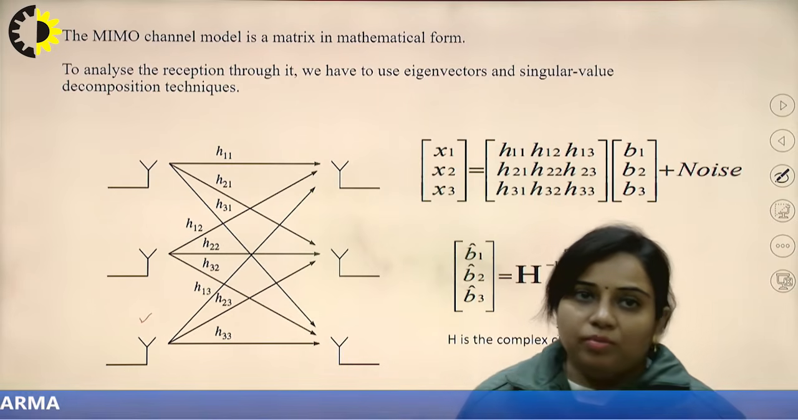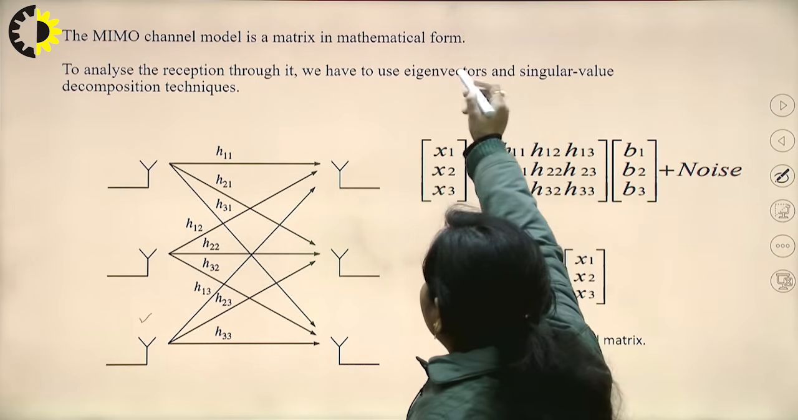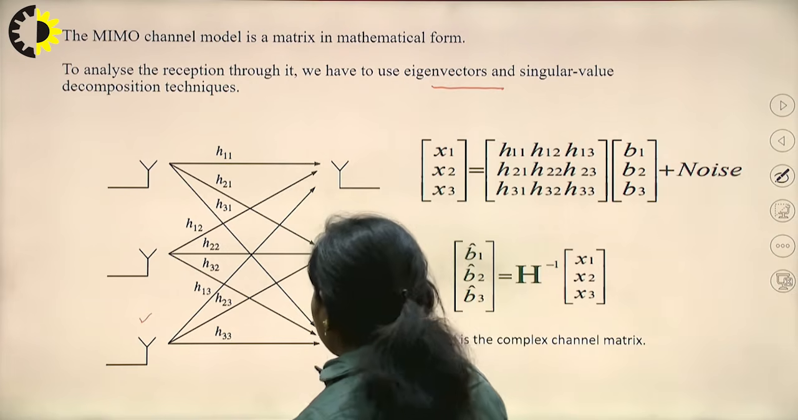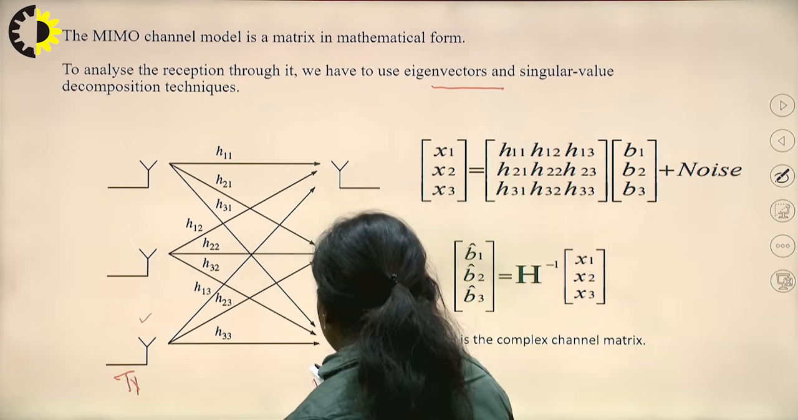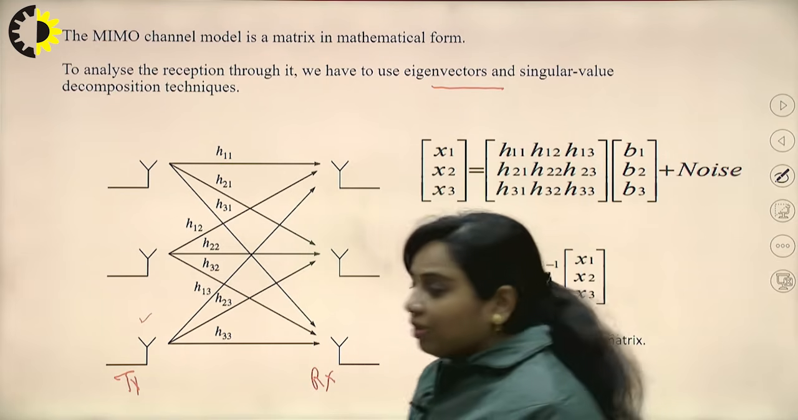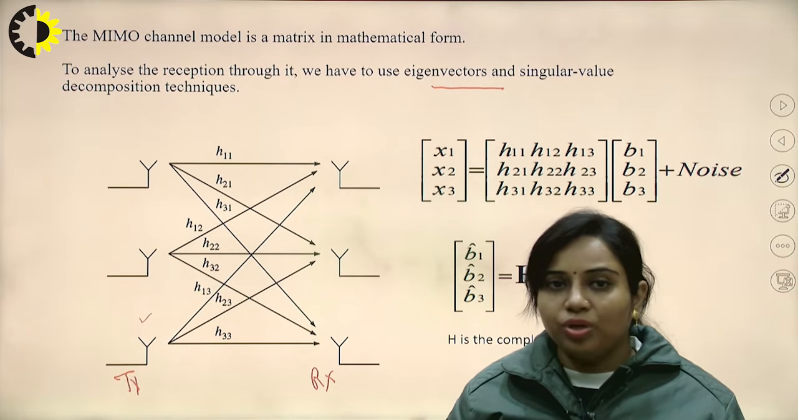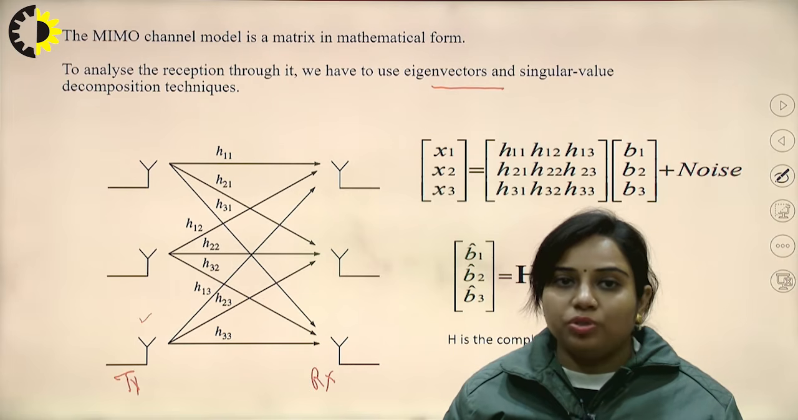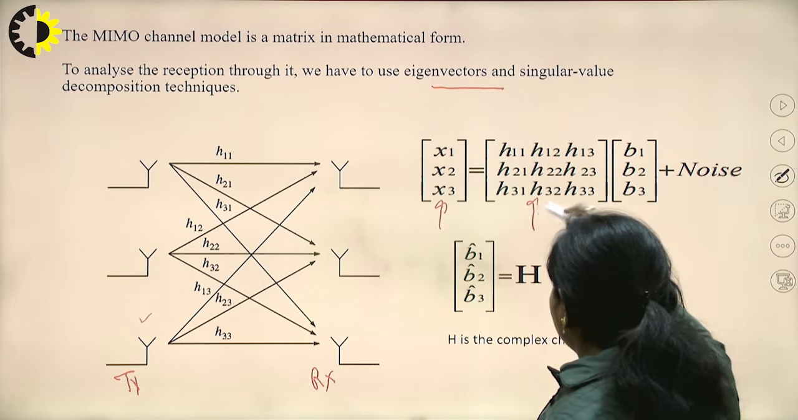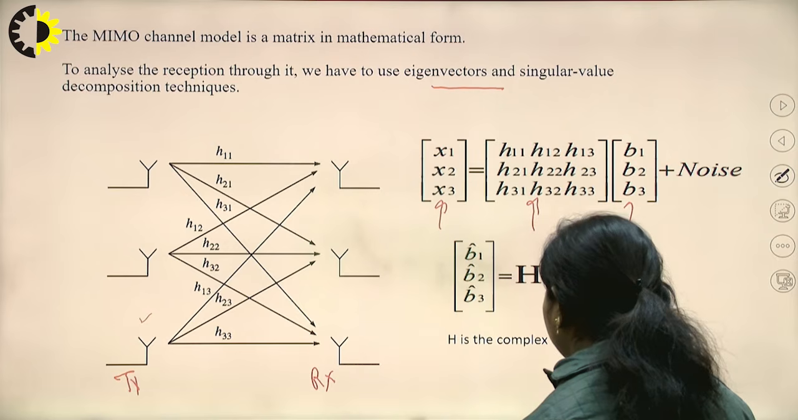Now, the MIMO channel model is a matrix in mathematical form. To analyze the reception through it, we have to use eigenvectors and eigenvalues. Now, these are the transmitter antennas, these are the receiver antennas that are going to transmit the information. And here we are using the H matrix. The H matrix is used to combine the input and output parameters like this. These are the input parameters for which the H matrix will be designed, and these are the different parameters related to the receiver side.